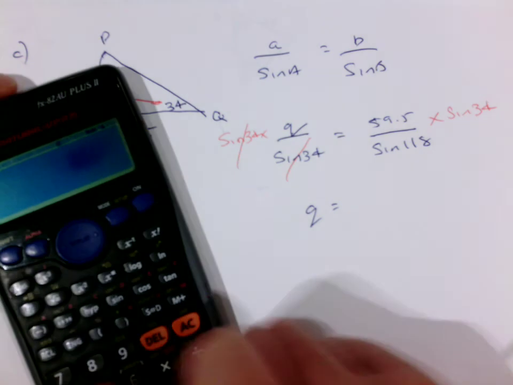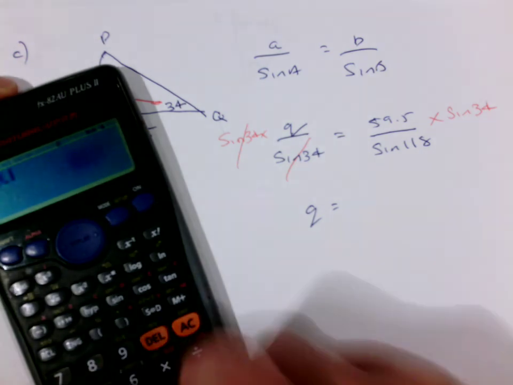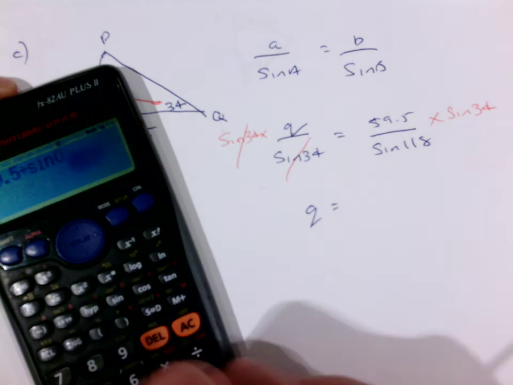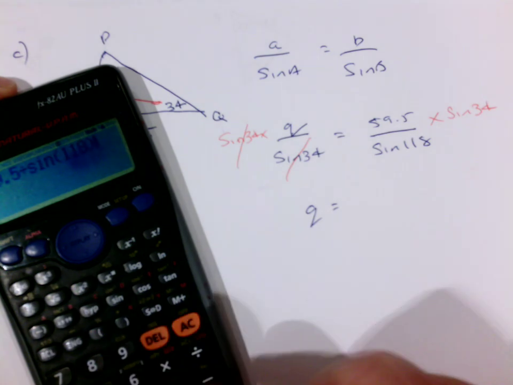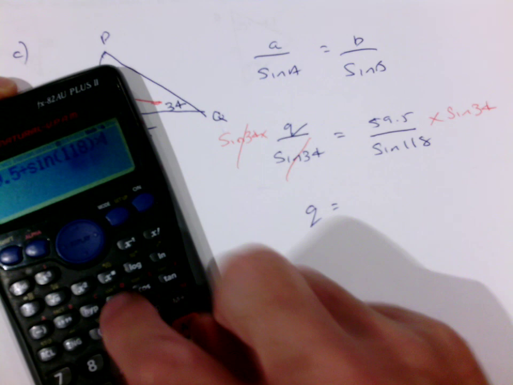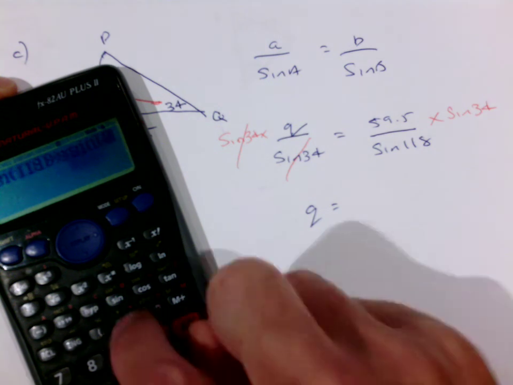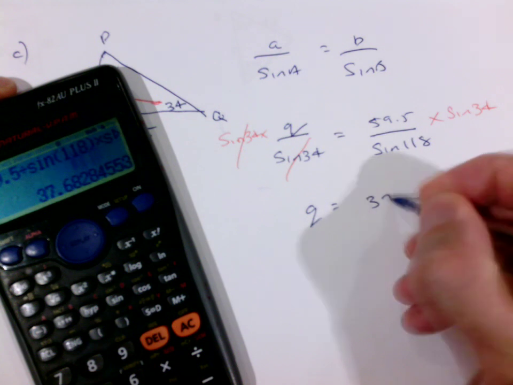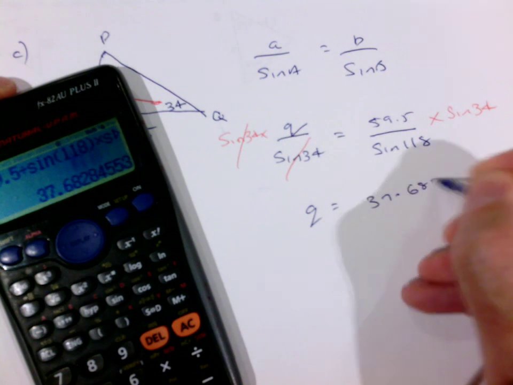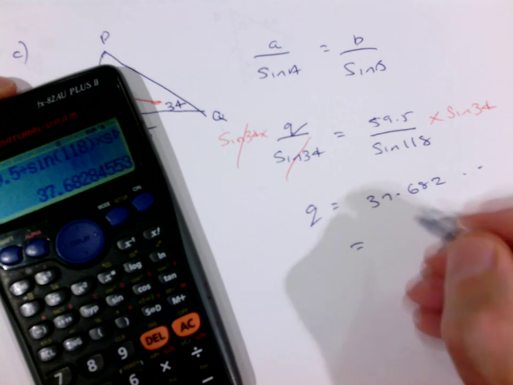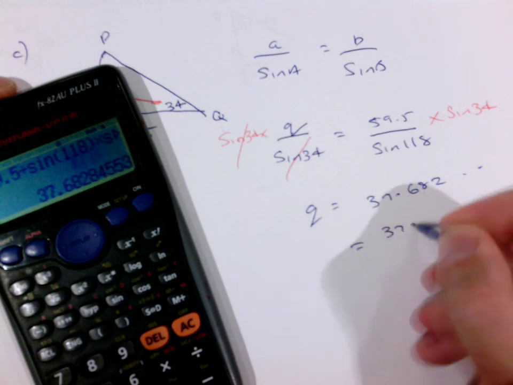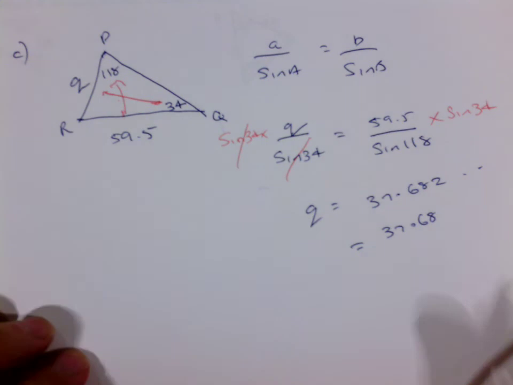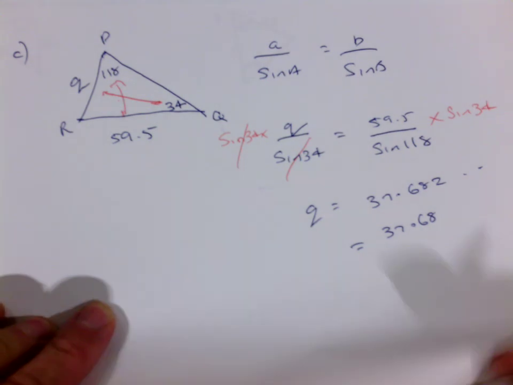So we've got 59.5 divided by sine 118 times sine 34. q is equal to 37.682. 2 decimal places, 37.68. Okay, too easy. Let's move on.